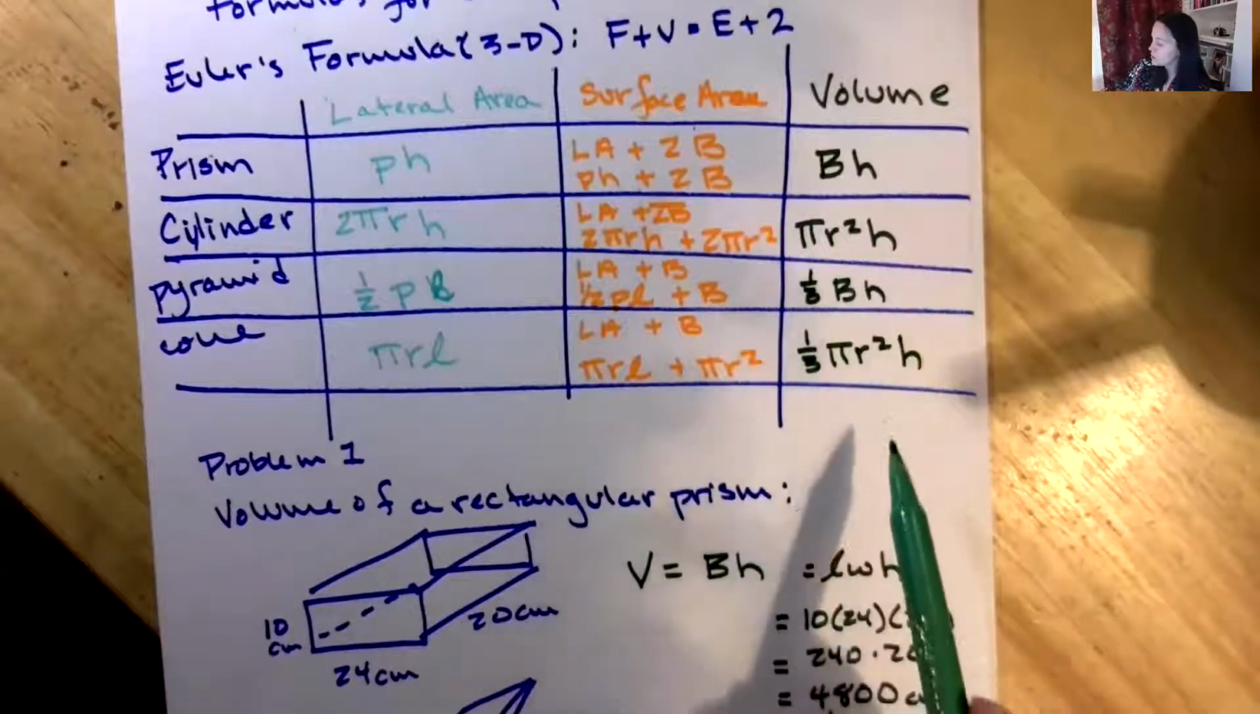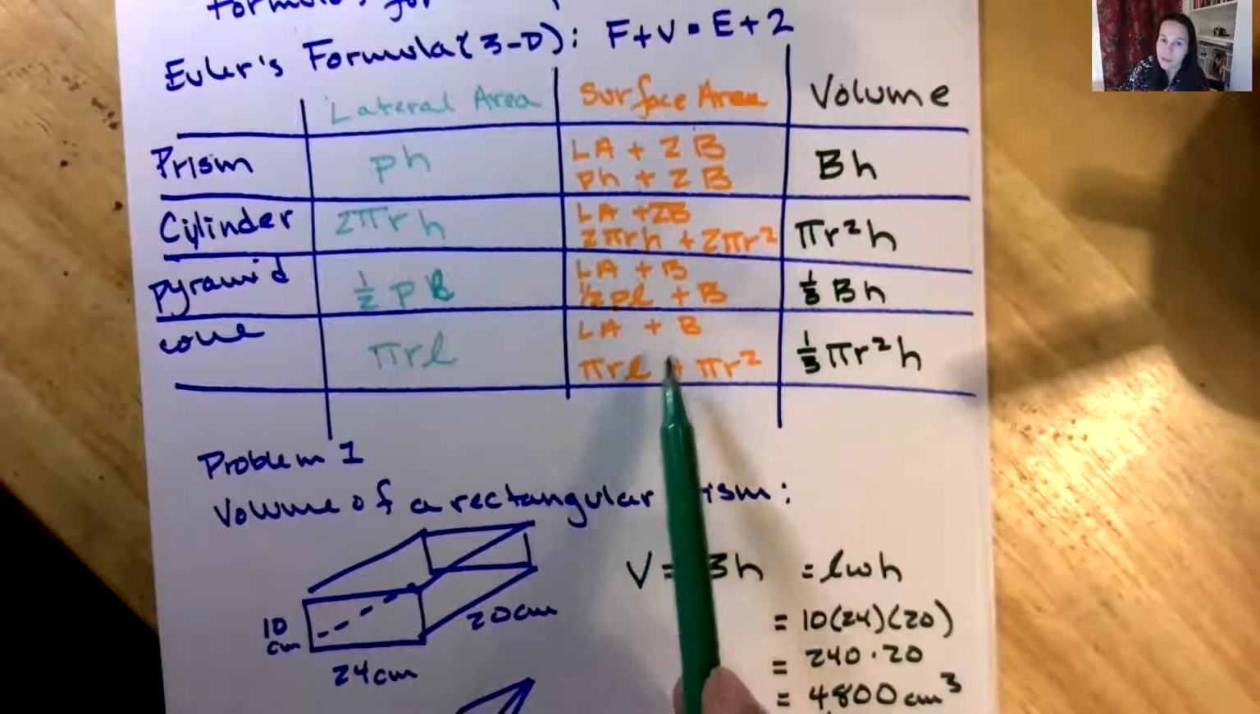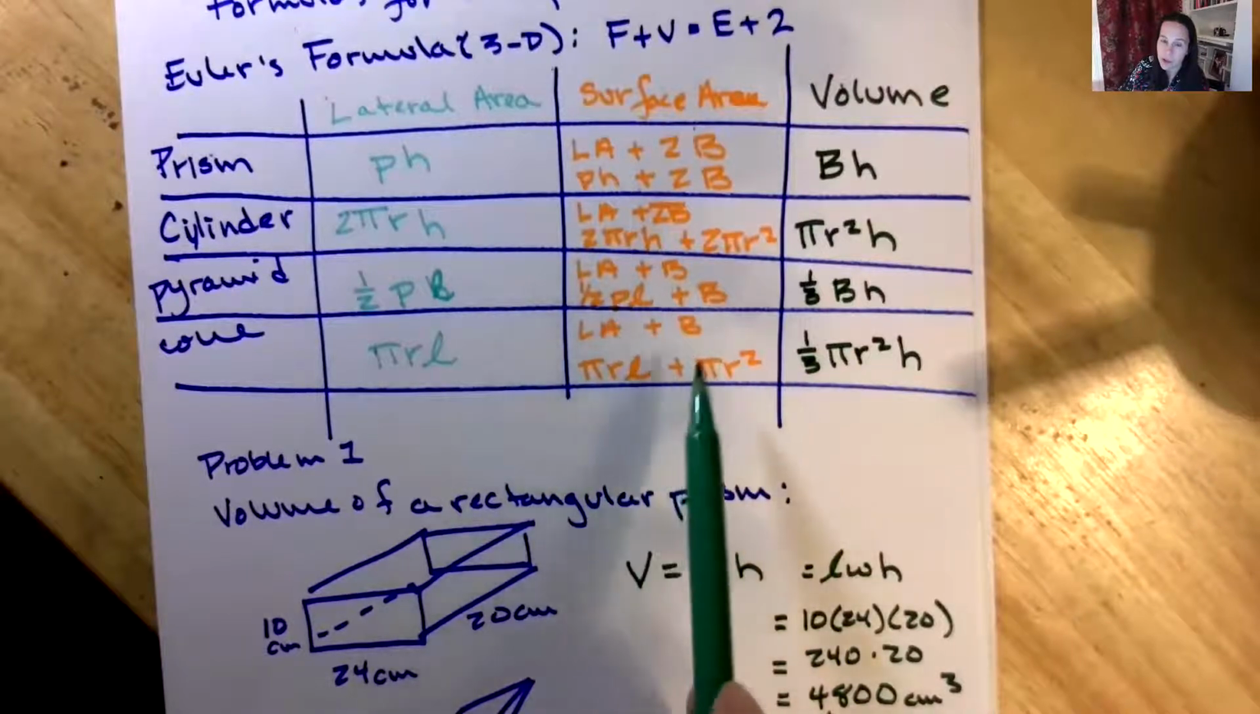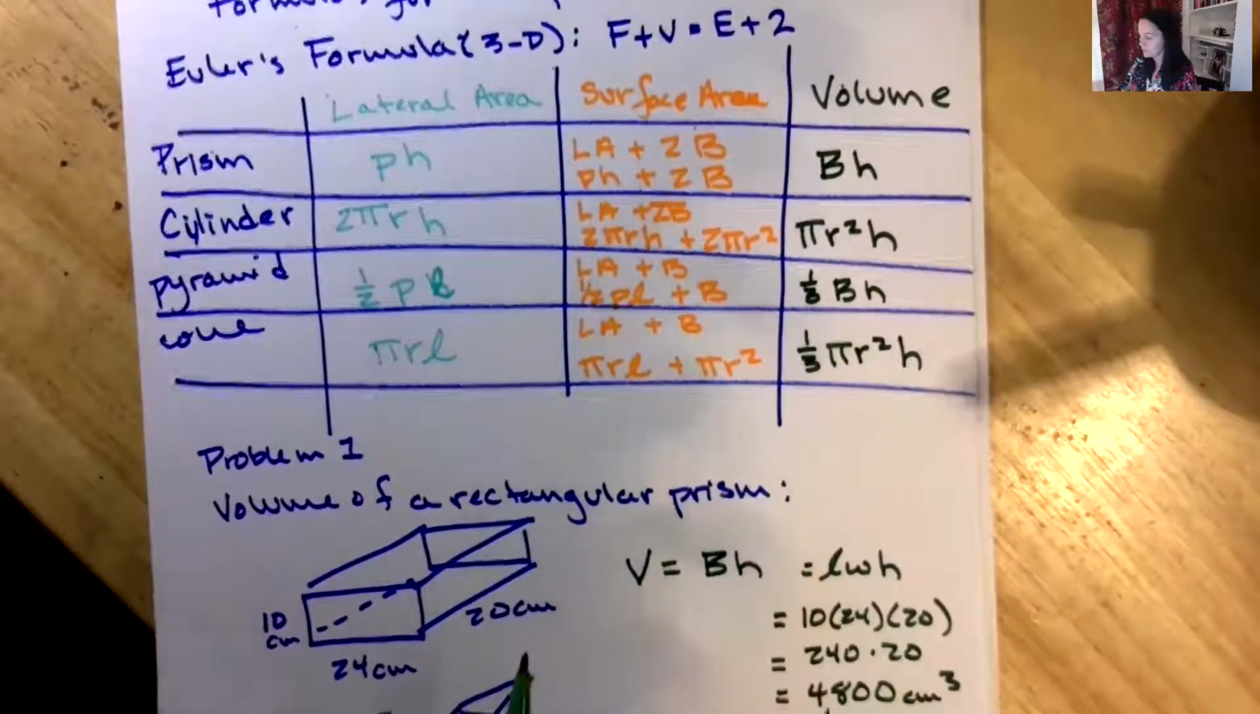Note that volume is based on height, not on lateral or slant height, like surface area for a pyramid or cone. So here we want the height, the actual height, not the slant height. Okay, let's look at a few examples. Okay, problem number 1 on page 586. Problem 1 is finding the volume of a pyramid.